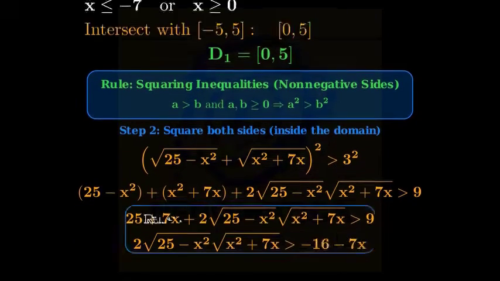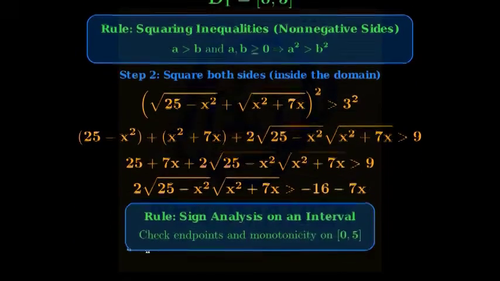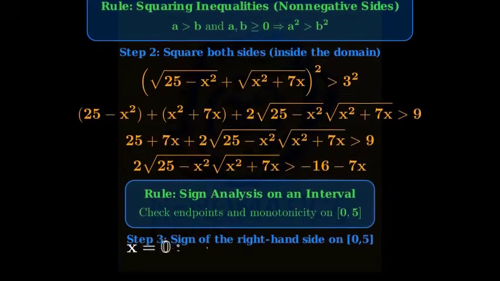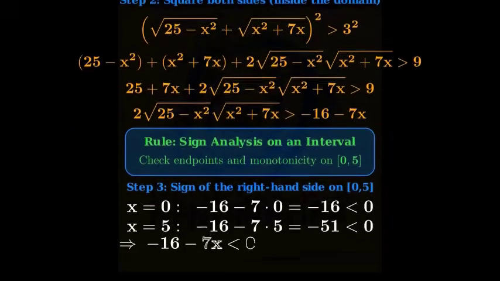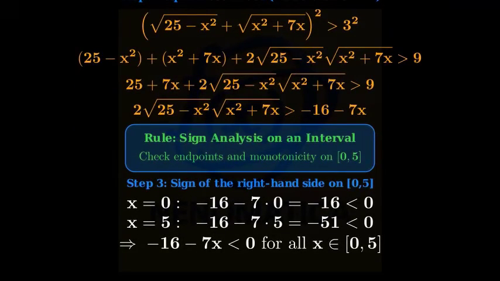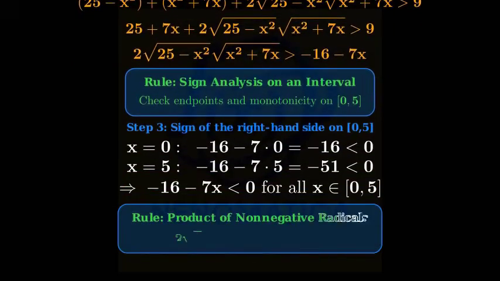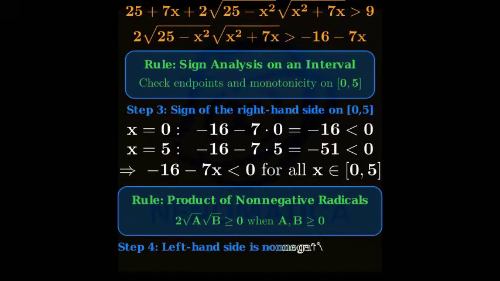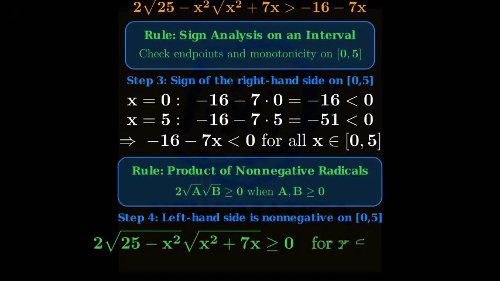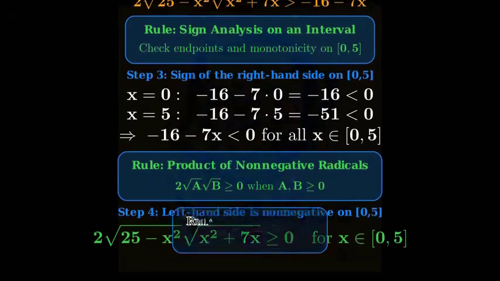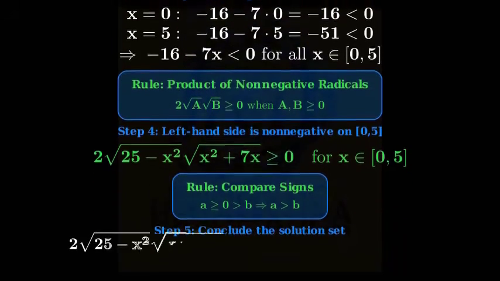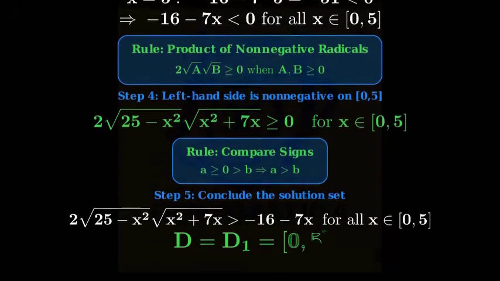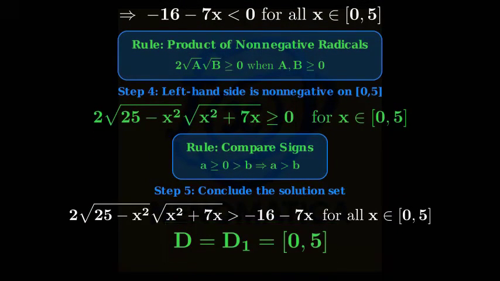Step 3. Analyze the sign of the right-hand side, -16 minus 7x, on the domain from 0 to 5. Evaluate at the endpoints to conclude its sign across the interval. Step 4. The left-hand side, 2 times the product of square roots, is always non-negative on the domain. Step 5. Since the left side is non-negative while the right side is strictly negative over the domain, the inequality strictly holds for every x in the domain.